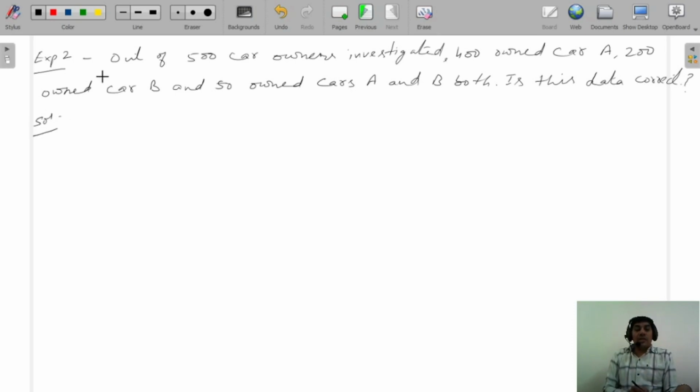In the given question, it is given that 500 car owners are investigated. In this investigation, found 400 owners on car A, 200 on car B, and 50 owners on the car A and B both. Our target is to find that the given information is right or wrong.